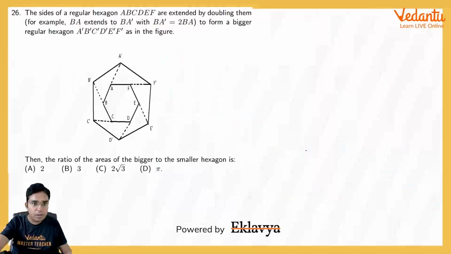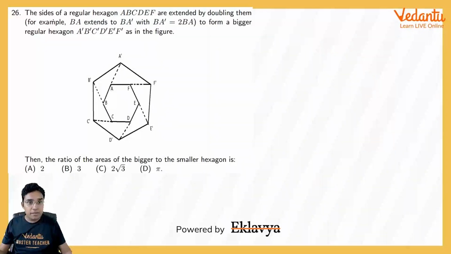Okay, now coming to the next question, that is 26. We are given that the sides of a regular hexagon A, B, C, D, E, F are extended by doubling them. For example, this BA extends to BA dash and BA dash is equal to 2BA. So suppose this is A, then this AA dash will also be A, and this BB dash will also be A, to form a bigger regular hexagon A dash, B dash, C dash, D dash, E dash, F dash. Then we have to find the ratio of areas of bigger to smaller hexagon.